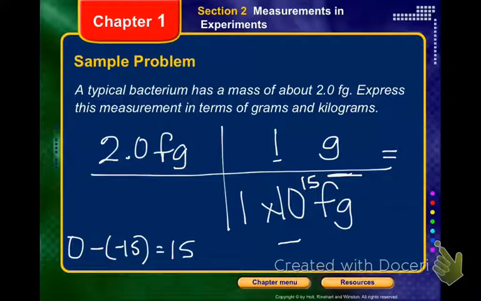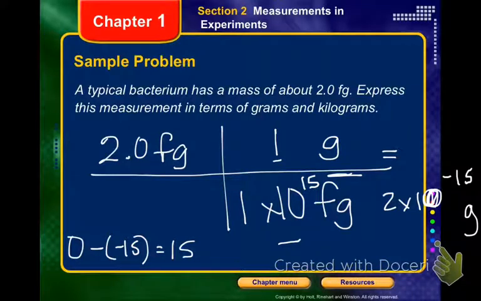So when I do this, my answer is going to be 2 times 10. What's my exponent going to be in my answer? Negative 15. 2 times 10 to the negative 15 grams. That 15 is in the denominator.